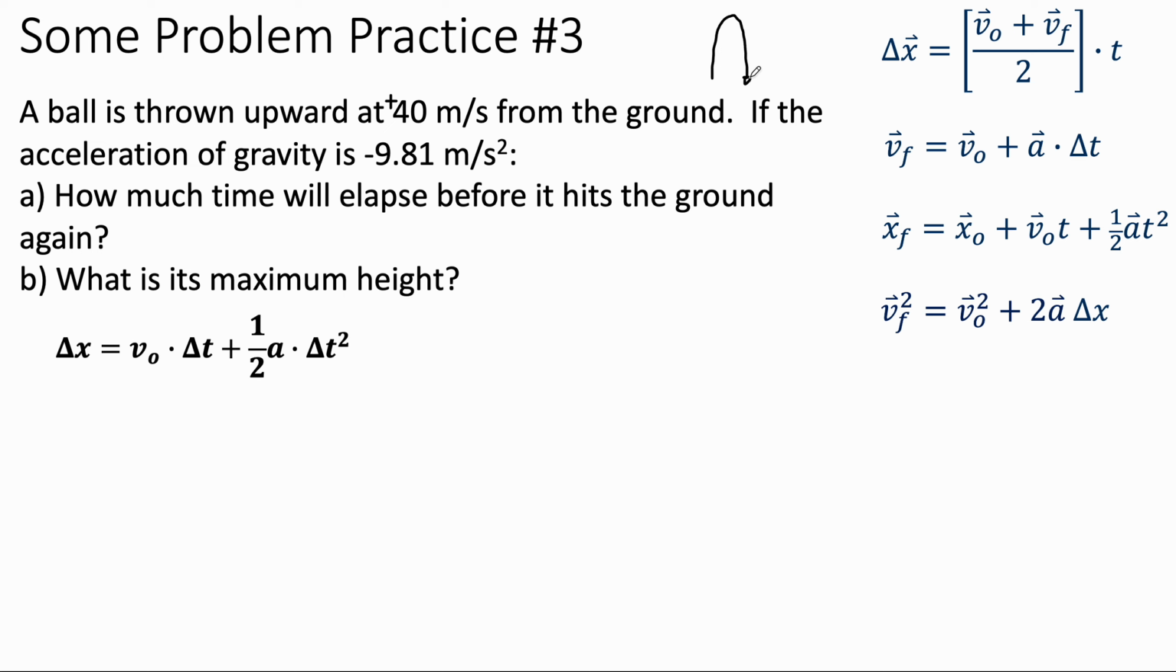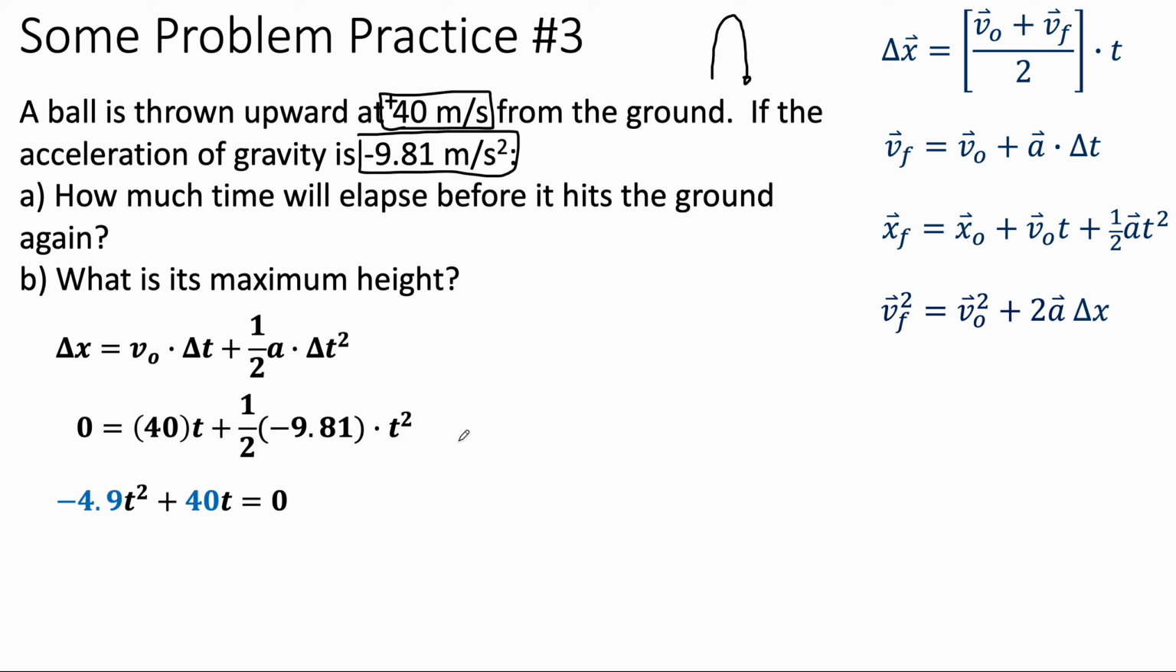Solving this one, based on what we know, probably could use this one. What's the total displacement when it comes back down to the ground? I'm going to assume it lands at the same spot it started. It's actually going to be 0. Our original velocity is this number right here, positive 40. And our acceleration is negative 9.81 meters per second squared. So we plug those in and we solve for time.